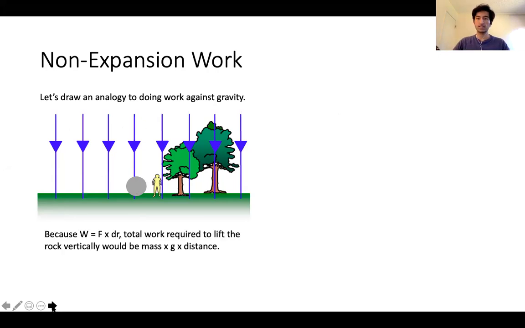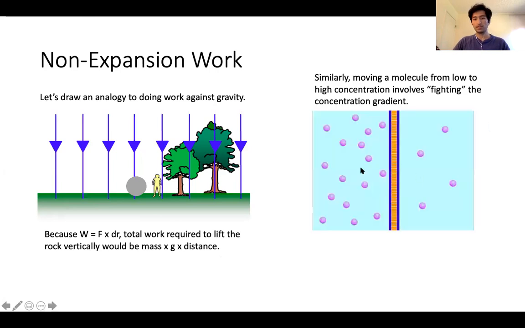If you recall from physics, the equation for that is force times dr, where dr is just the displacement. Here you can see that the amount of work done is proportional to, one, the strength of the force that you're fighting, and also the distance that you're trying to move the object. When we're considering doing chemical work or working against chemical potentials, you can also think of something like a concentration gradient as analogous to this gravitational field that you'll be fighting as you're trying to move molecules up their concentration gradients.